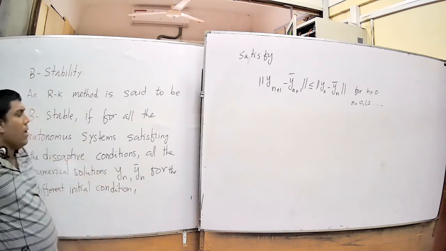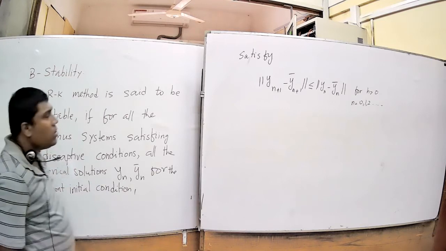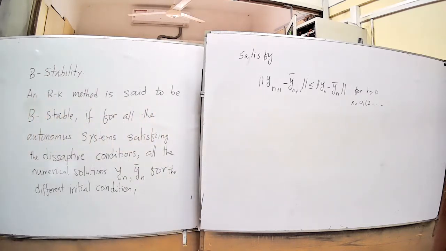Small y bar will be the approximation when you apply the Runge-Kutta method for that initial value. So you will have two different sets of numerical approximations for the two different solutions which you have considered under the dissipative condition. If those numerical solutions satisfy this condition, for the current iteration, right?